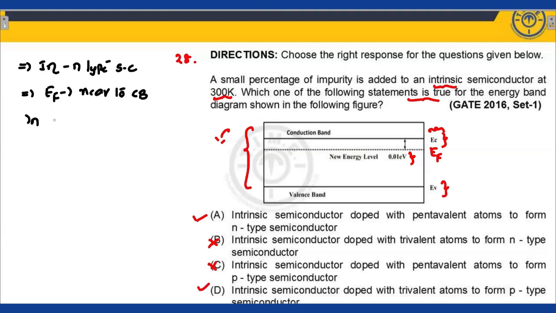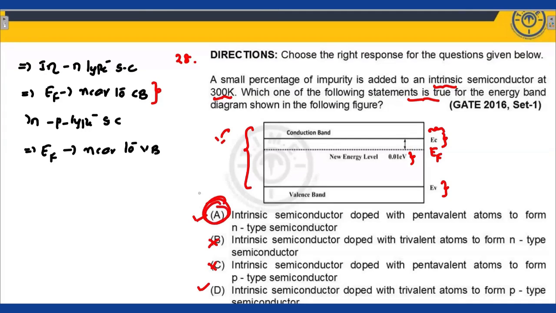So in p-type semiconductor, EF means Fermi energy level. The Fermi energy level is near to the valence band. So here is the n-type semiconductor. Among these options, because the Fermi level is near to the conduction band, option A itself is right. If this particular Fermi level is present over here, then answer D should be right.